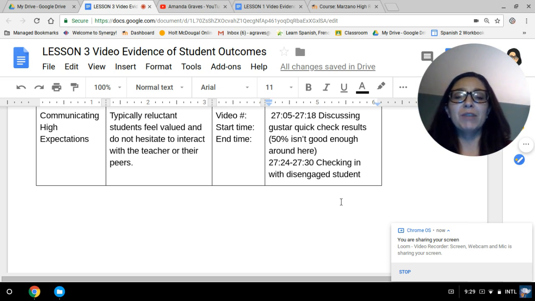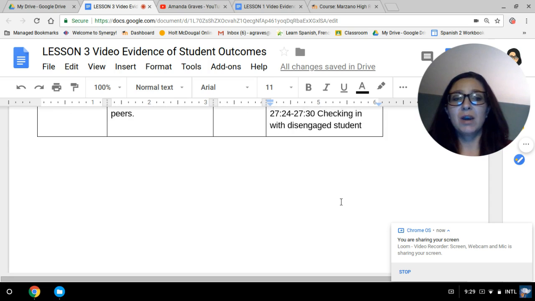And I noted one time here that I was checking in with a student who I thought was disengaged, but I'm constantly scanning the room like a lifeguard to see who's on their phone or who's playing a game on their computer and redirecting them towards what we are doing.